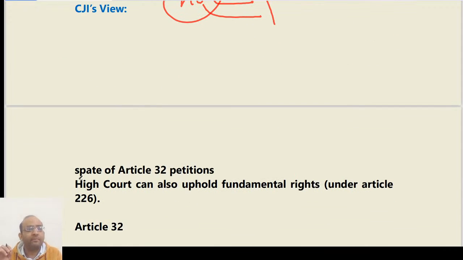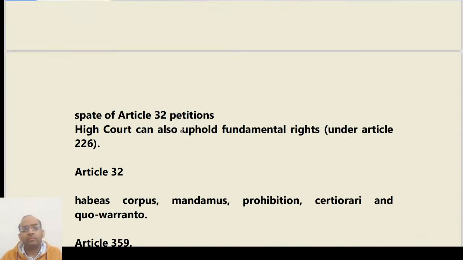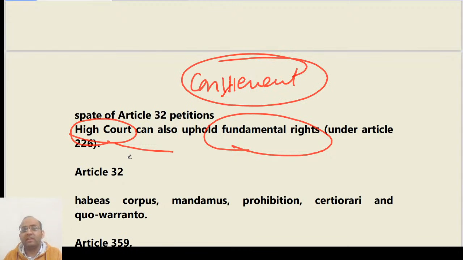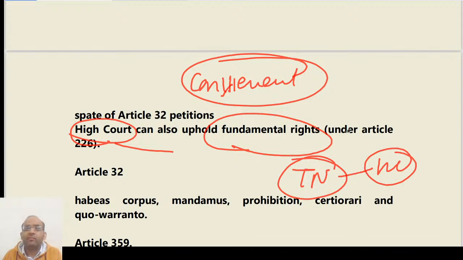Yes, certiorari and prohibition are also there. That is also there. So why is the Supreme Court saying this? First, it is receiving a large number of writ applications. Second, it has observed that the High Court also has the same power of upholding fundamental rights. This job can be done by the High Court. Third, it would be convenient for people to approach the High Court rather than the Supreme Court. How? If a person is in Tamil Nadu, that person would be able to approach the High Court easily, but would find it difficult to approach the Supreme Court, which is situated in New Delhi.